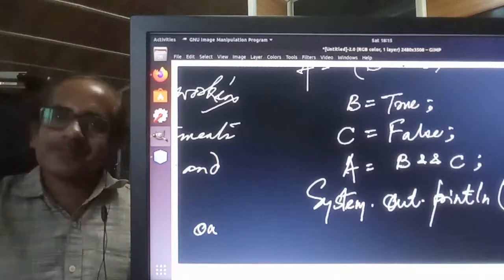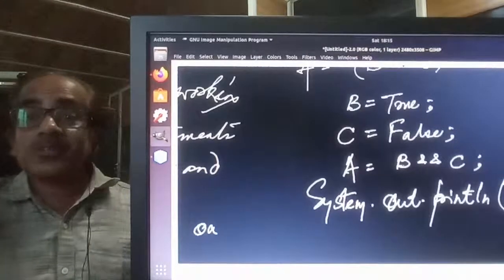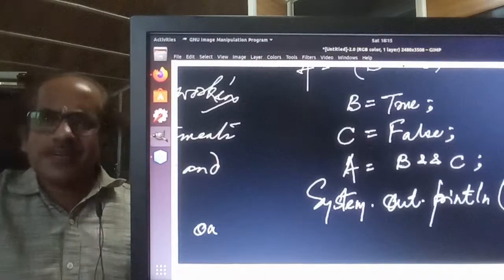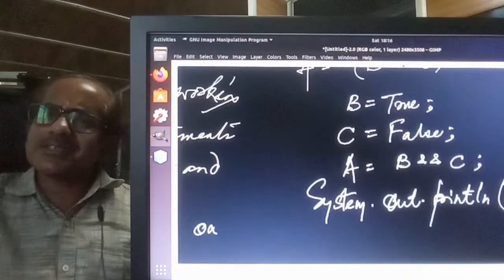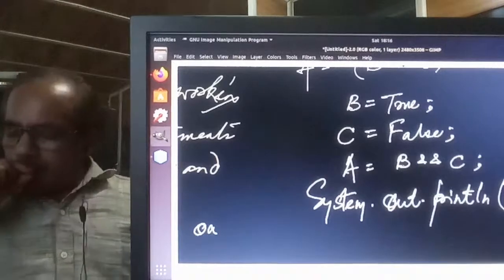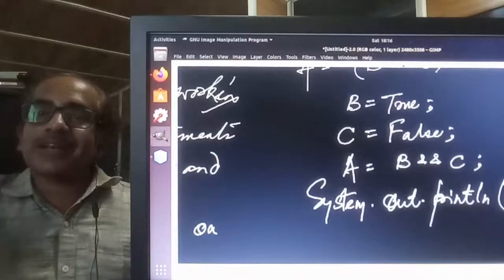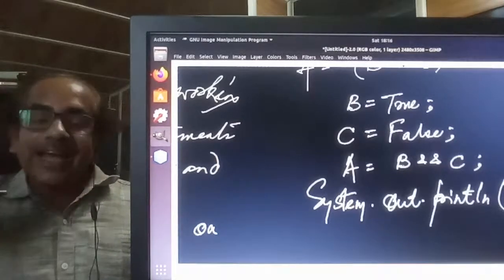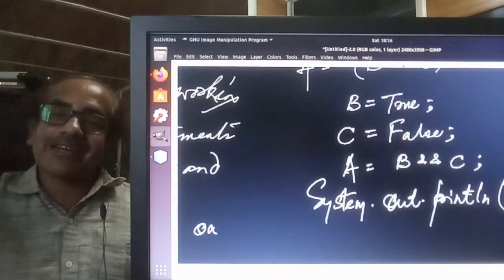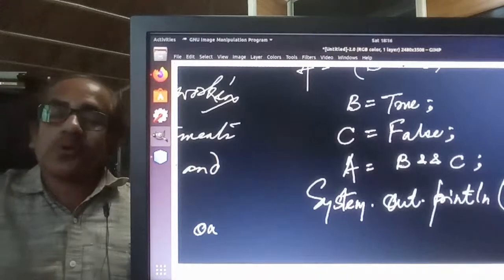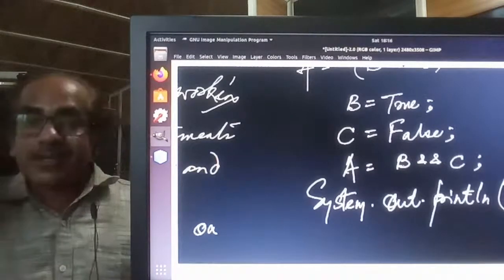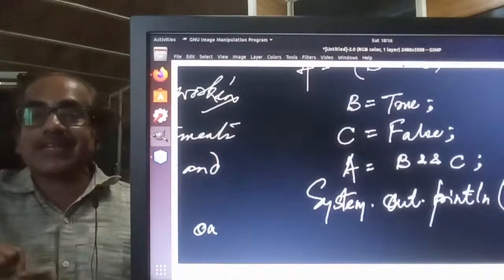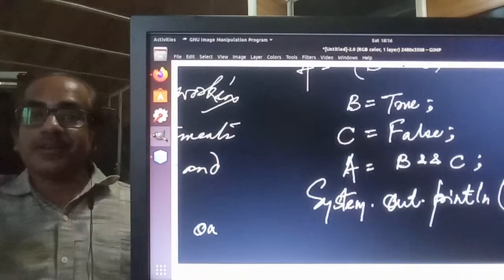This program will run in Java; the rest of the skeletal structure you will write, then this program is a valid program. What will come in the result? Certainly false will come, because B is true and C is false, and the AND operation tells that the result will be true only when both the Boolean variables appear true, then only the result comes true. So A will become false.